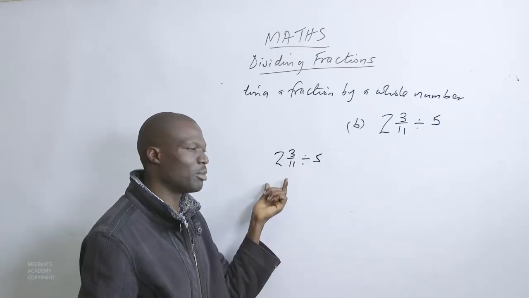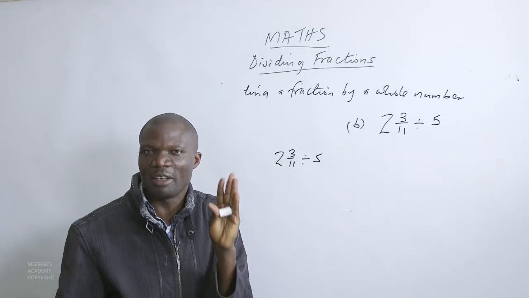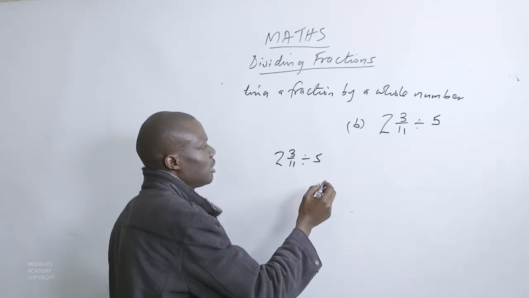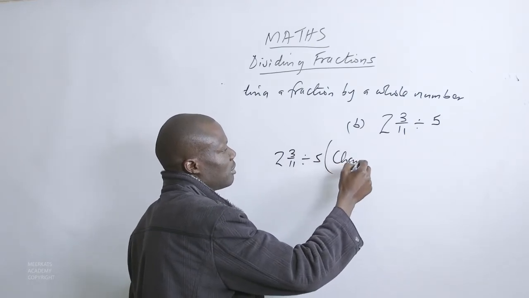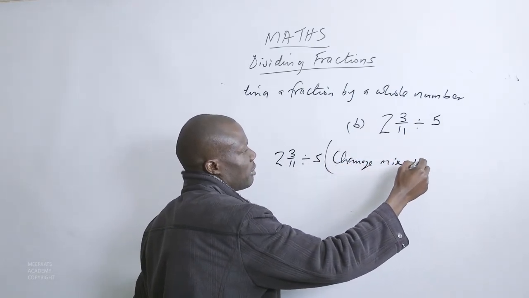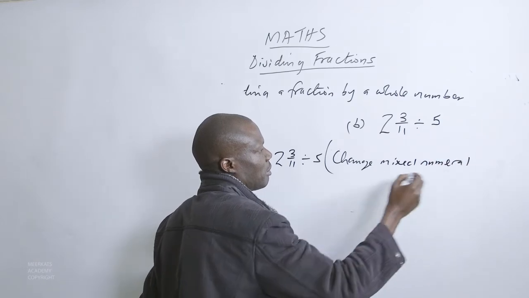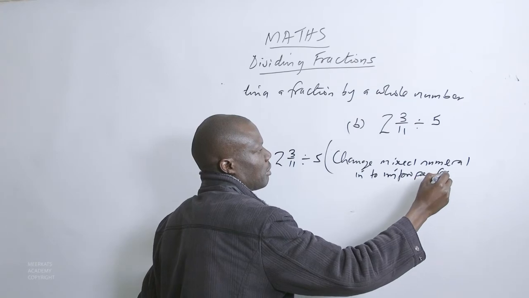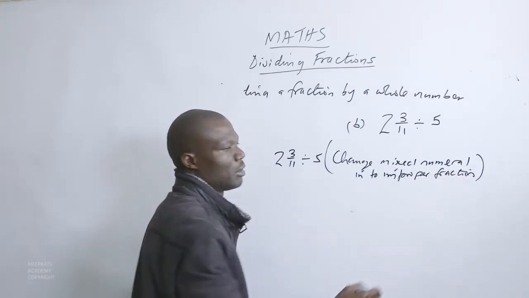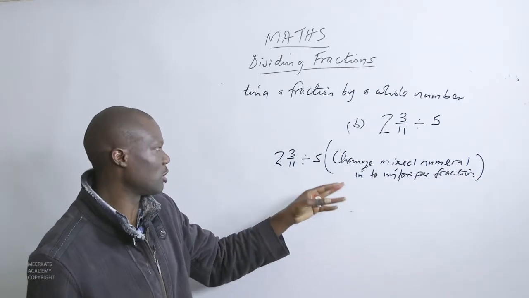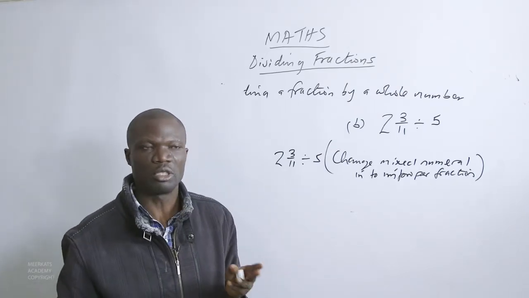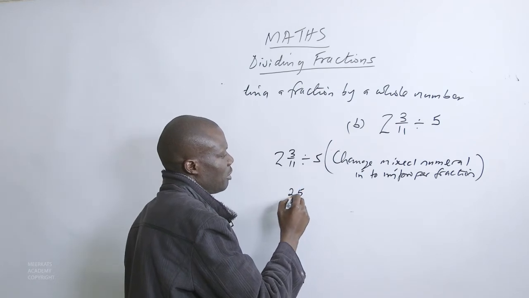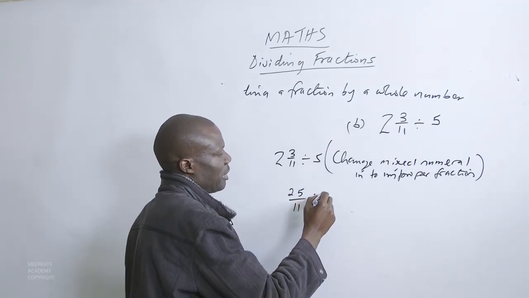As we can see, this is a mixed numeral, and the rule says we must first find the improper fraction of the mixed numeral that we have. So we shall expect to change mixed numeral into improper fraction. So that is the first approach you are given. So 11 times 2 is 22, plus 3 gives us 25. So this one is 25 over 11 divided by 5.